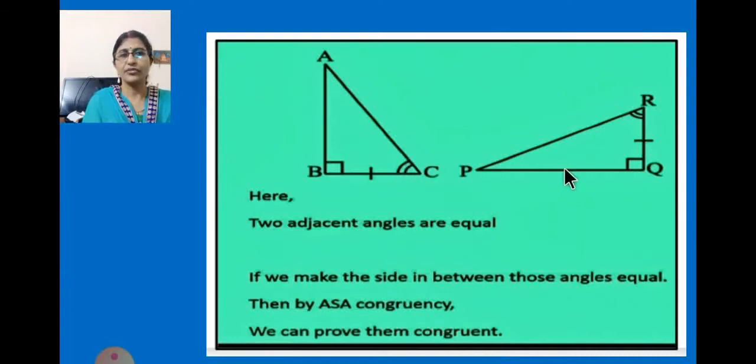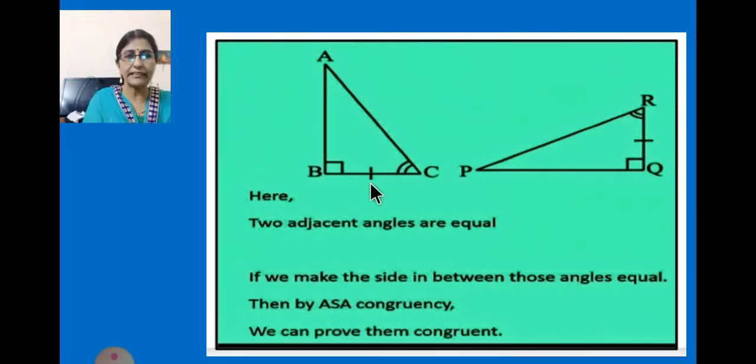Now these are the two triangles given. Here you can see two adjacent angles are equal. These two are adjacent angles, and they are equal: angle B and angle C. And here angle Q and angle R, they are adjacent and they are equal. Now if we make the side in between those angles equal.